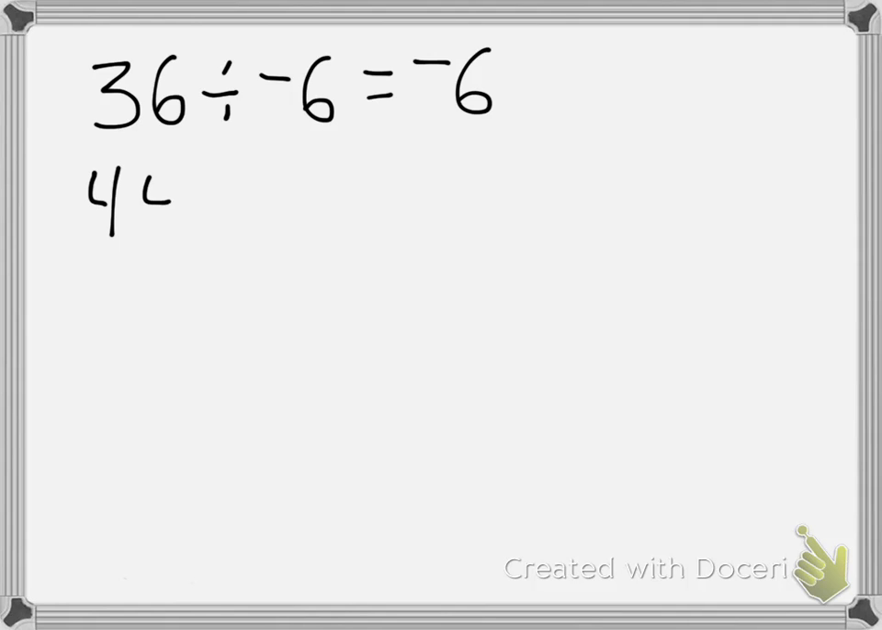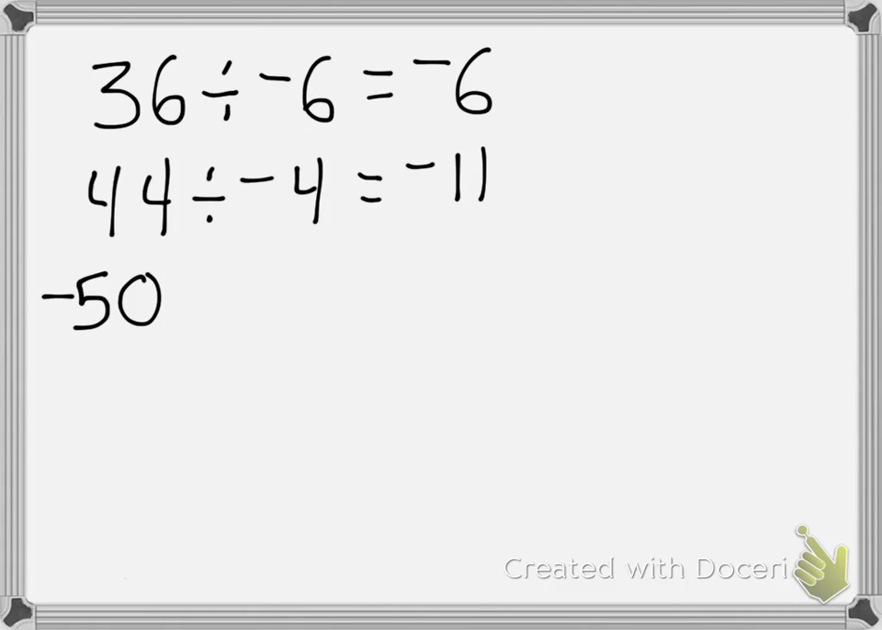So if we have the problem 36 divided by -6, the answer is going to be -6. If we have the problem 44 divided by -4, the answer is going to be -11. If we have the problem, let's say -50, divided by 5, the answer is going to be -10. You catching a pattern there?